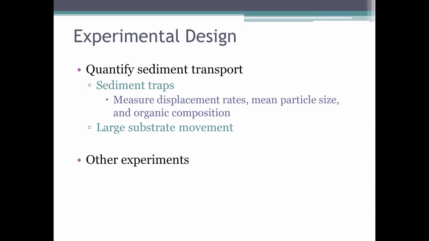In addition to these quantification methods, we also did a few experimental manipulations. The first was a leaf loading experiment. Essentially, we put out a little trap that we could load up with various concentrations of leaf litter to see what effect that would have on the benthic invertebrate community. We monitored the benthic invertebrate community within the trap and out before and after the loading, and we just saw if there was any response.